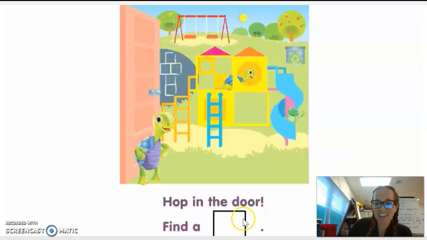What shape is this? I see 4 sides and they're all the same size. So we know that must be called a square. Good. Oh, I see lots of squares. How many can you find?